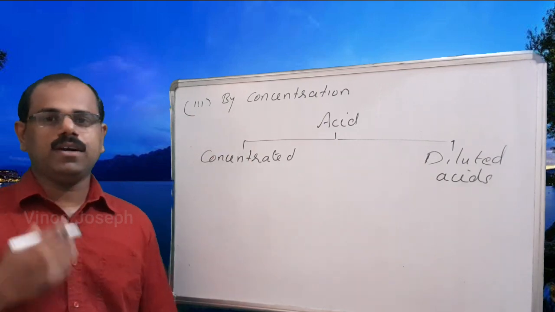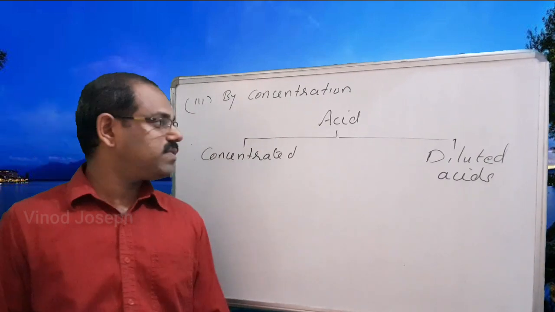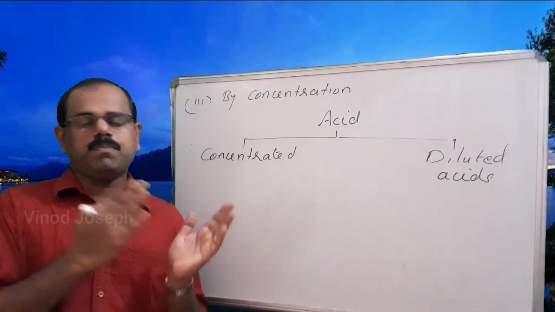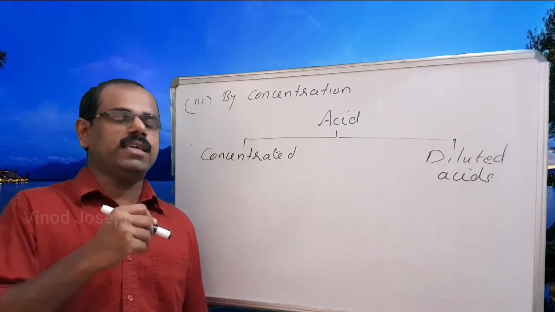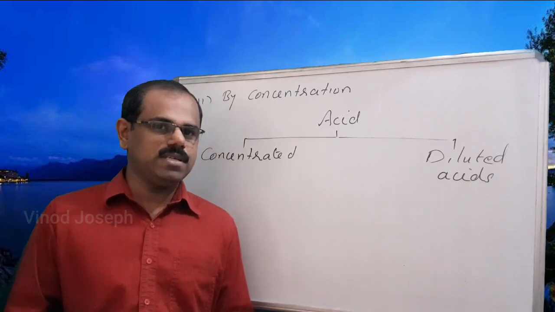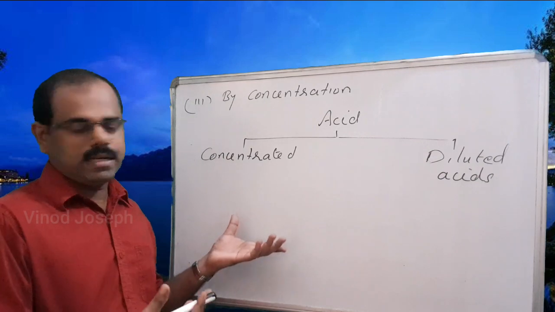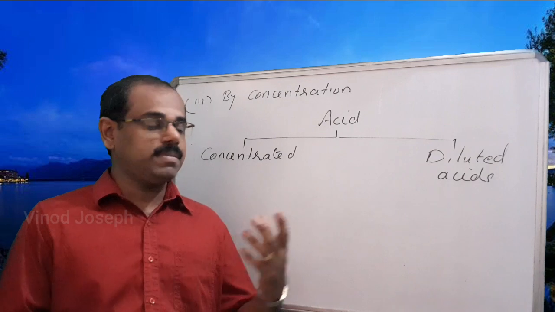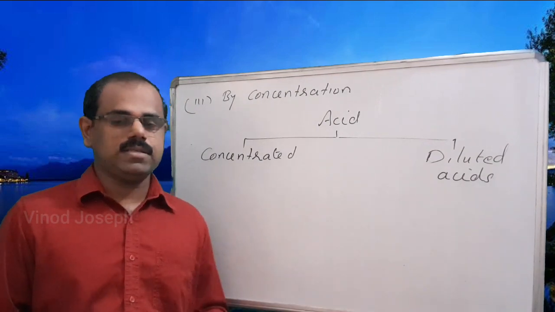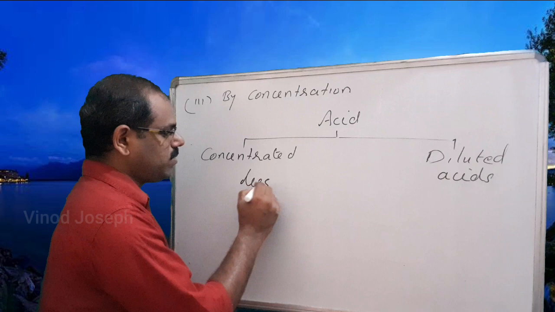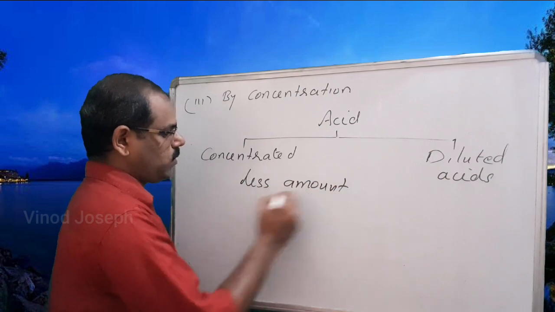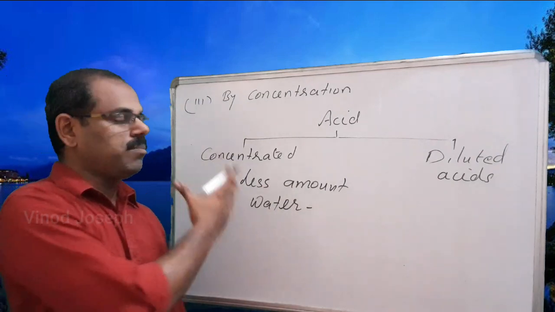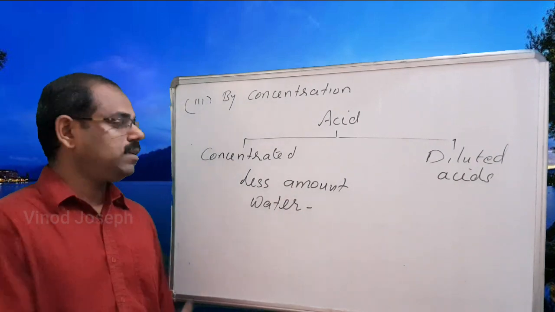The third category of acids is that acids can be classified by concentration. Concentration of an acid means how many particles of acid are present in a given aqueous solution. Or if we simply say, if there is a lesser amount of water in an acid, that acid can be called a concentrated acid. Or if more water is present in an acid, that is called a dilute acid. So here we say less amount of water present. That means here more particles of acid in this solution.